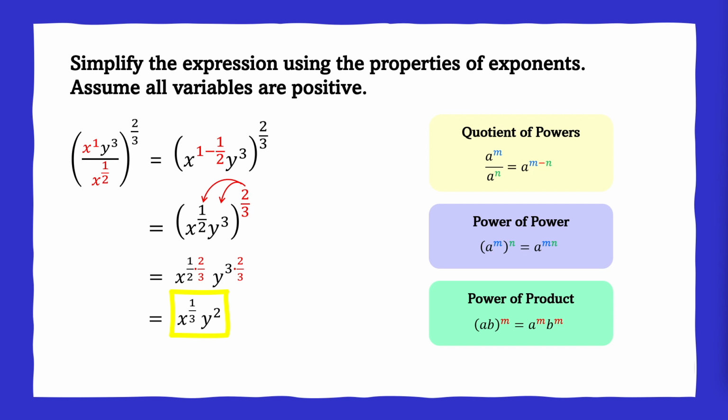This is your final answer, but depending on the question, you may have to express a rational exponent as a radical. The denominator of the fraction determines the index of the radical. For x to the 1/3 power, this is equivalent to the cube root of x. This gives us y squared times the cube root of x.